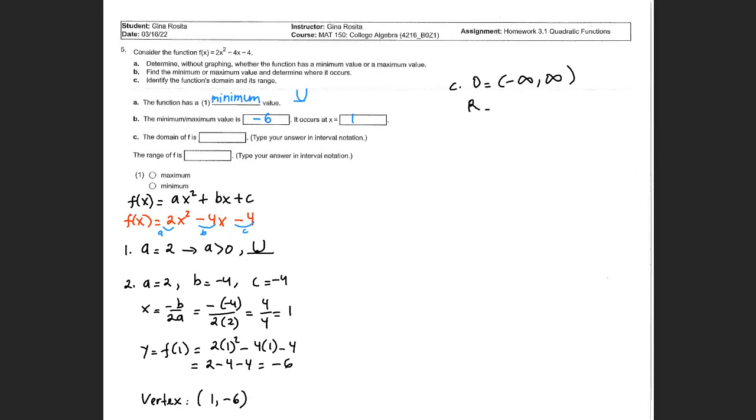For the range, yeah, just remember the minimum value is the lowest value of the function. Yeah, because the parabola is open upward, the minimum value is negative 6. Okay, so the range is all values greater than or equal to the minimum value. Yeah, the minimum value is negative 6. Okay, so the range is from negative 6 to infinity.